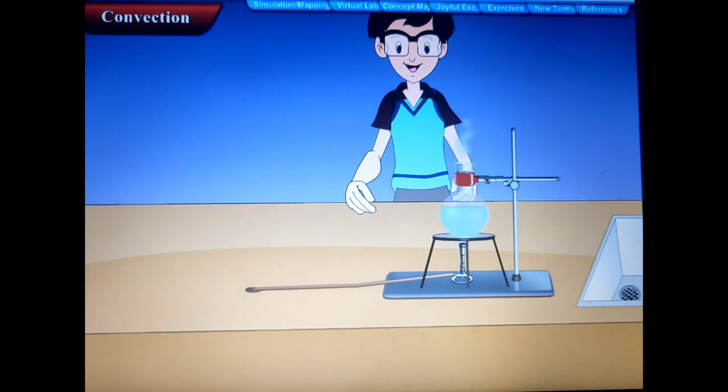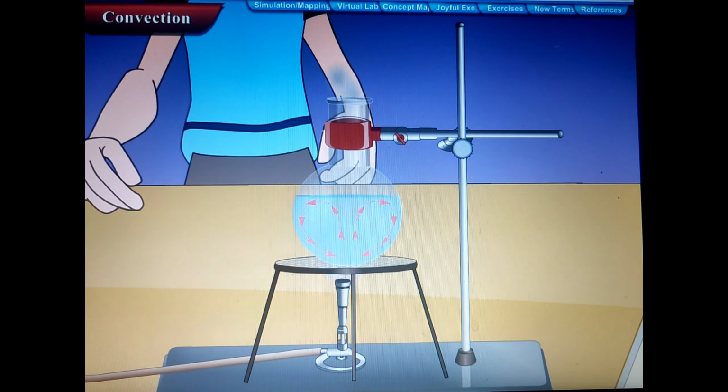Convection. Most of the liquids and gases are poor conductors of heat. Therefore, they cannot be heated by conduction. Then, how are they heated? Liquids and gases are heated by another process of heat transfer called convection. The following activity will help you to understand the process of convection of heat.